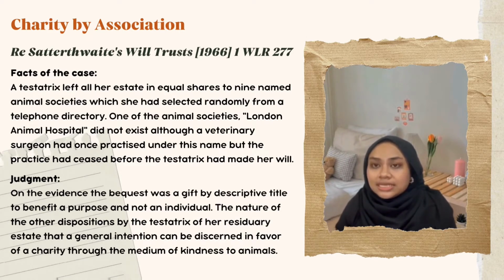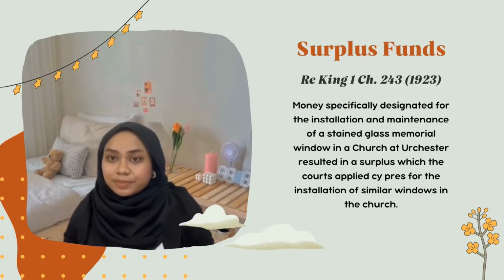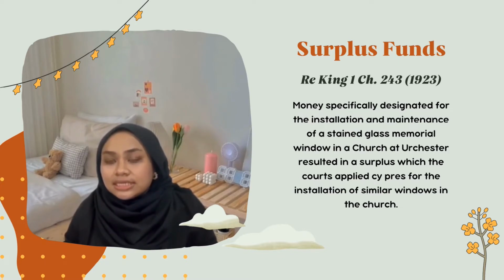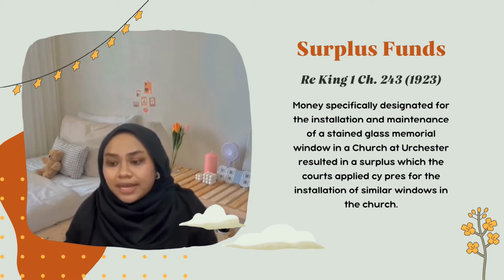So it was said that she had the general charitable intention in favor of a charity through the medium of kindness to animals. The last situation is the surplus fund, where it was illustrated in the case of Free King in 1923. In this case, the money was specifically designated for the installation and maintenance of the stained glass memorial window in a church at Chester that resulted in a surplus. The court held that the cy-près was applied for the installation of similar windows in the church.